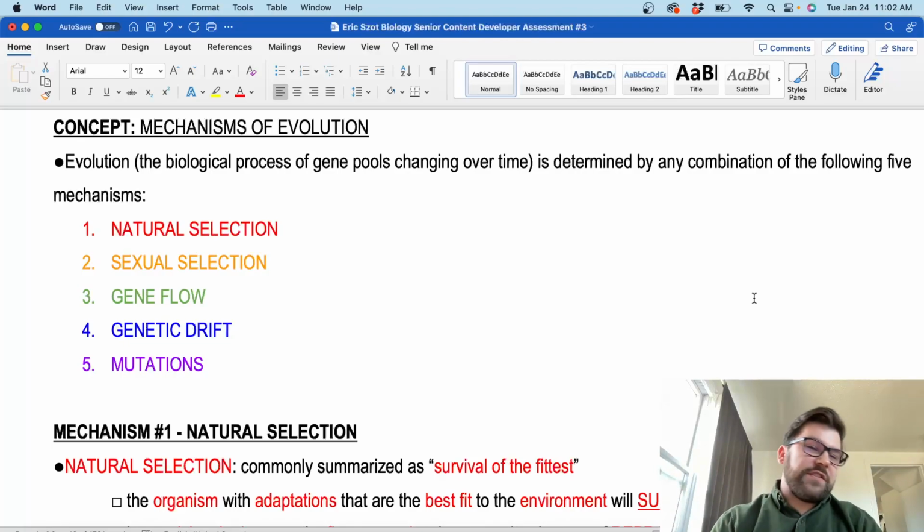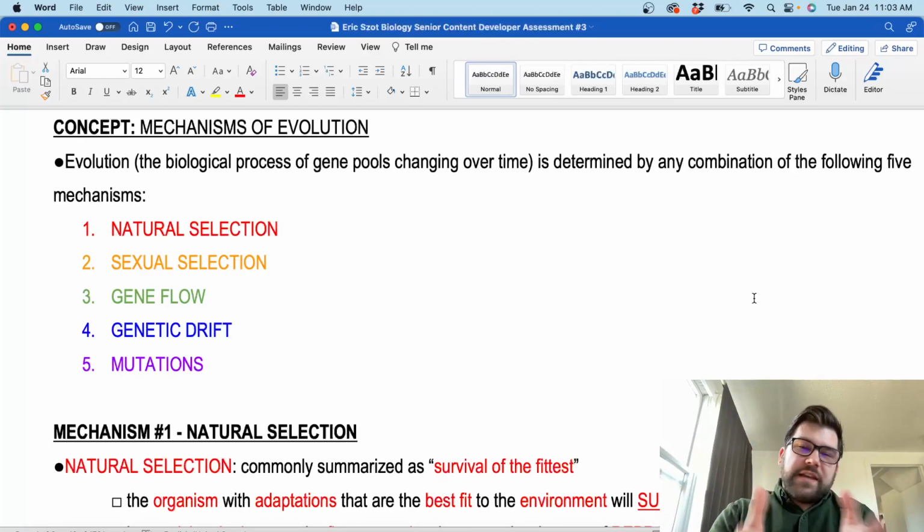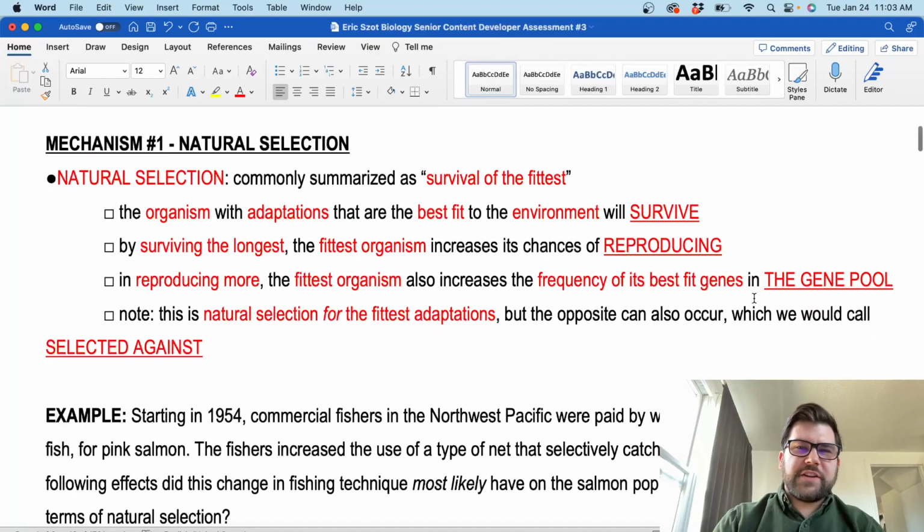So these 5 mechanisms are natural selection, sexual selection, sometimes also referred to as non-random mating, gene flow, genetic drift, and mutations. But today, here in this lesson, we're just going to jump into number 1, natural selection, and we'll have some follow-up lessons to go through the rest here. So starting with natural selection.